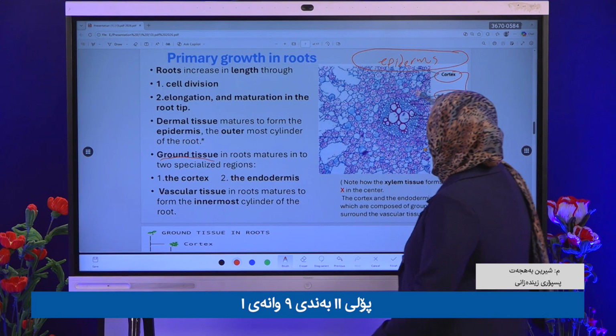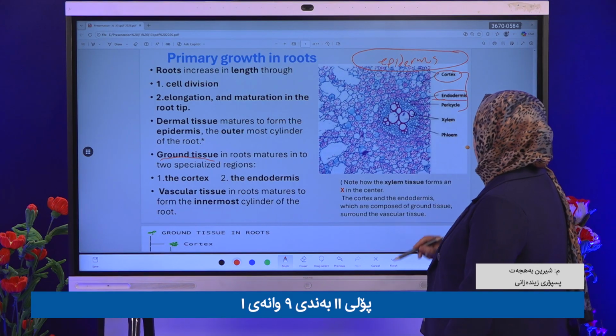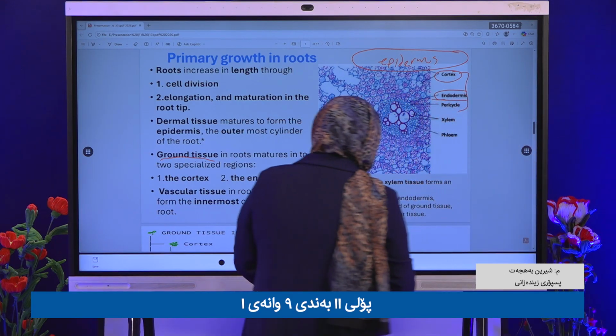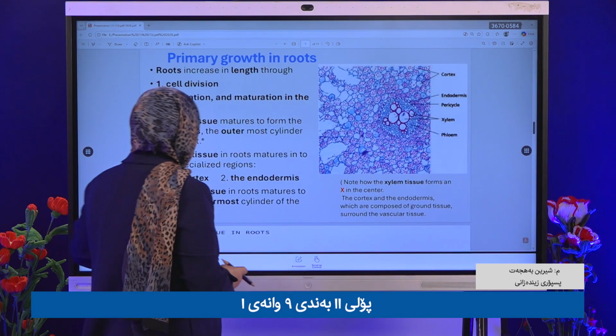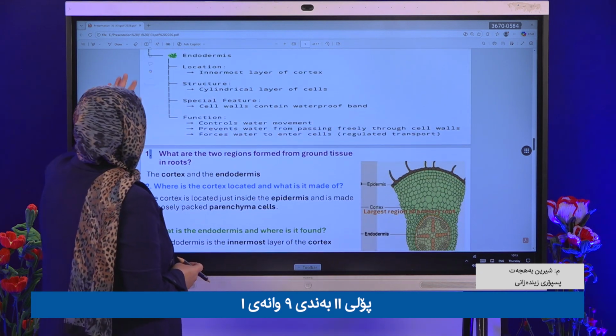And what do we have in this section? We have vascular tissue, which contains xylem and phloem. What is meant? Look here. Look at this one.